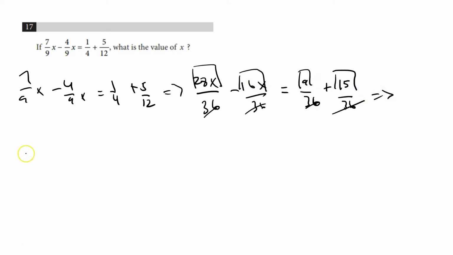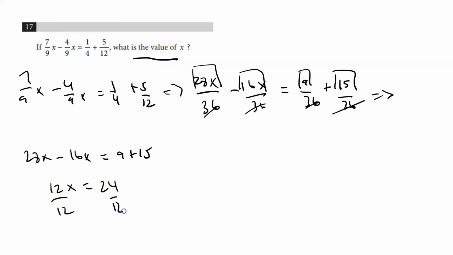Thus, we can rewrite this as 28x minus 16x equals 9 plus 15. And if we simplify this, 28x minus 16x, that's just 12x. And 9 plus 15, that's just 24. And we want to solve for x because that's what the question asks. So 12x equals 24. If we divide both sides by 12, we have that x equals 2. And that is our final answer.